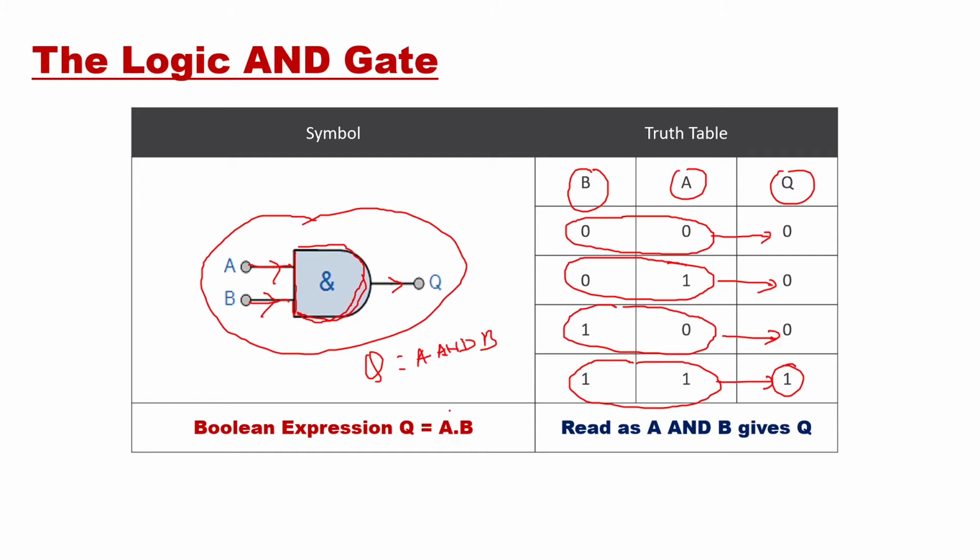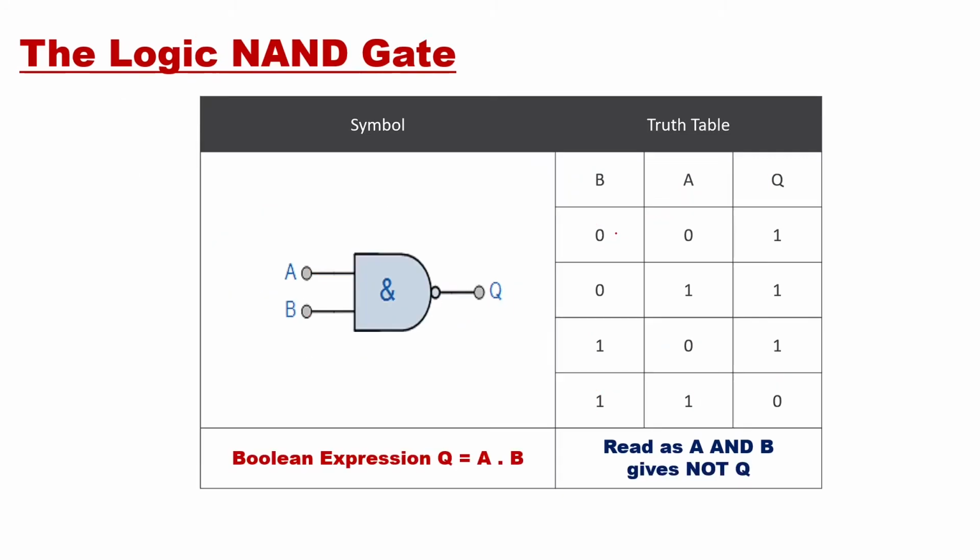When you write it in an expression form, you can write it like this, A into B. So here it is A AND B. It is like multiplication, but here you have to speak it in logical terms. And logically, we say that when both the inputs are high, the output is high, otherwise the output is low. Then we'll go to one more gate, which is called the NAND gate.